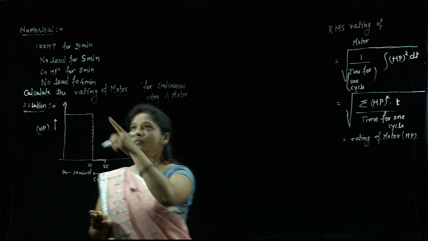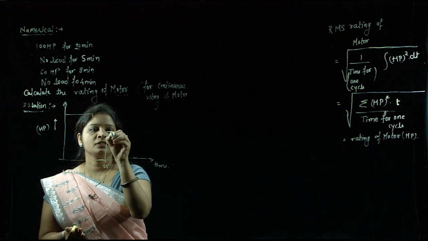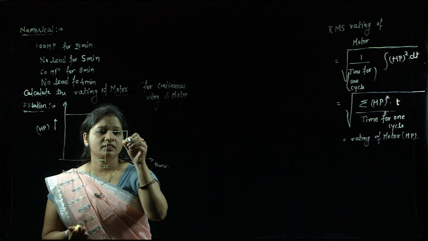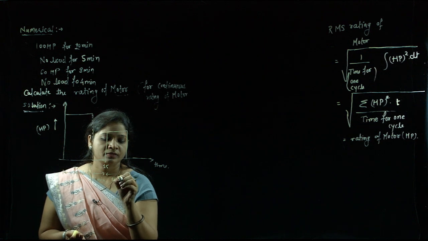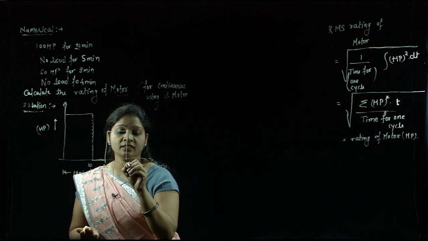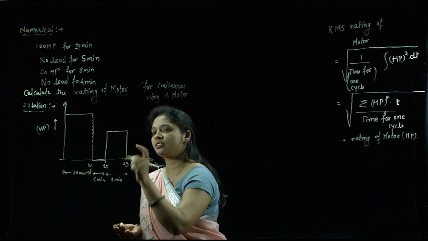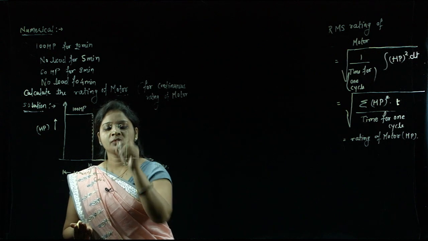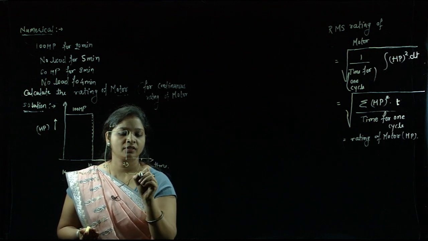Next is 60 HP for the next 8 minutes. So this one is 23, because 15 plus 8 is 23. This is 100 HP, and this is 60 HP for 8 minutes. Next is no load for the next 4 minutes.